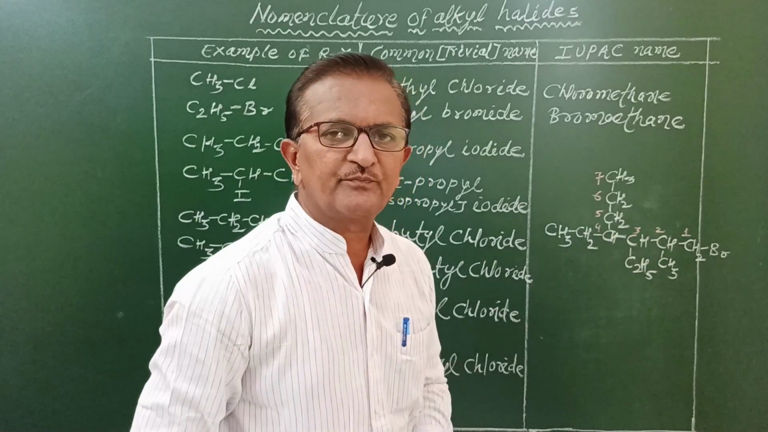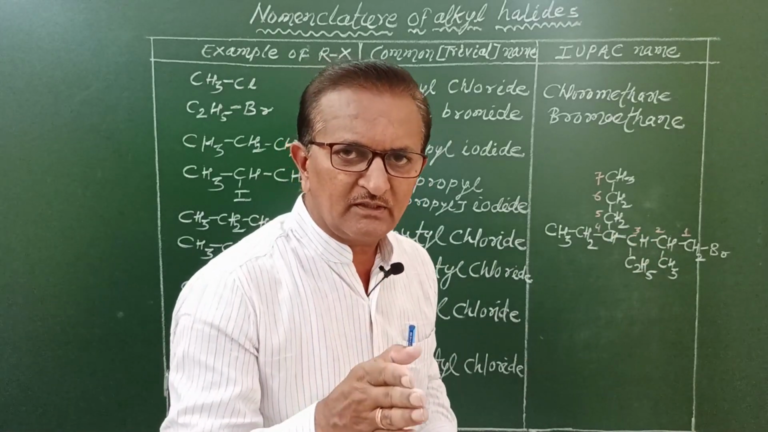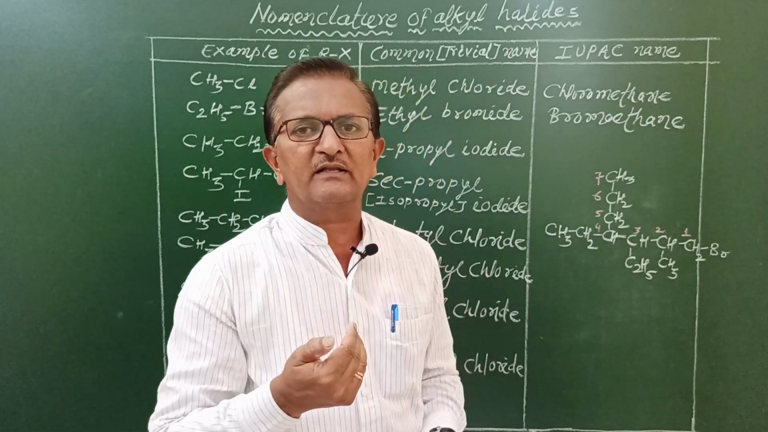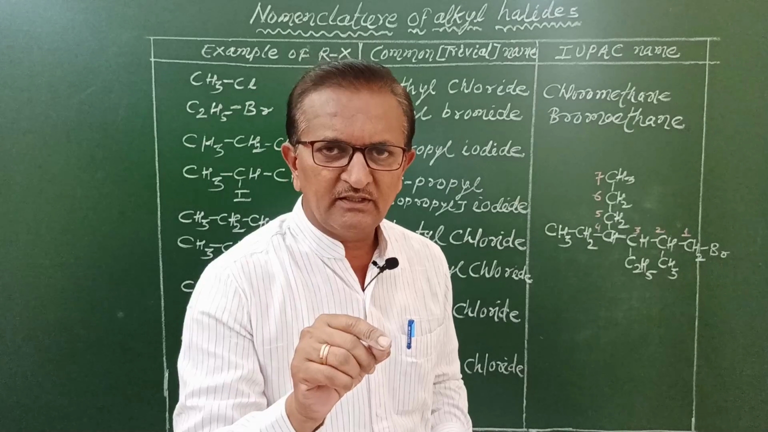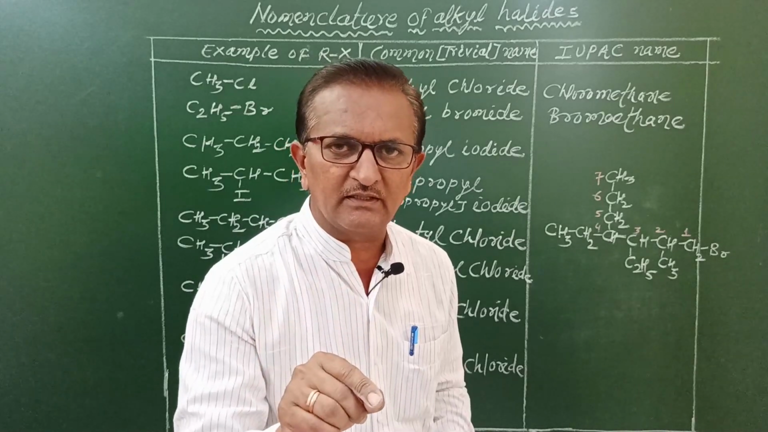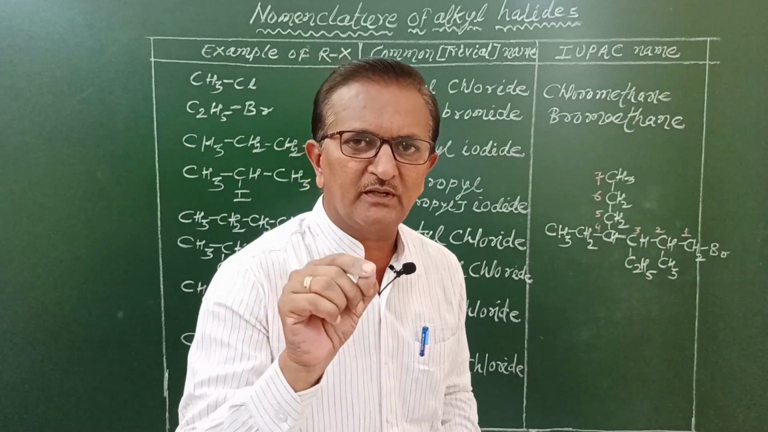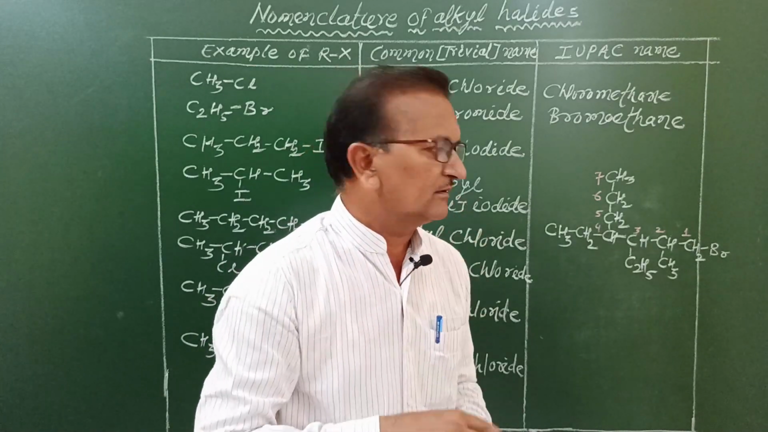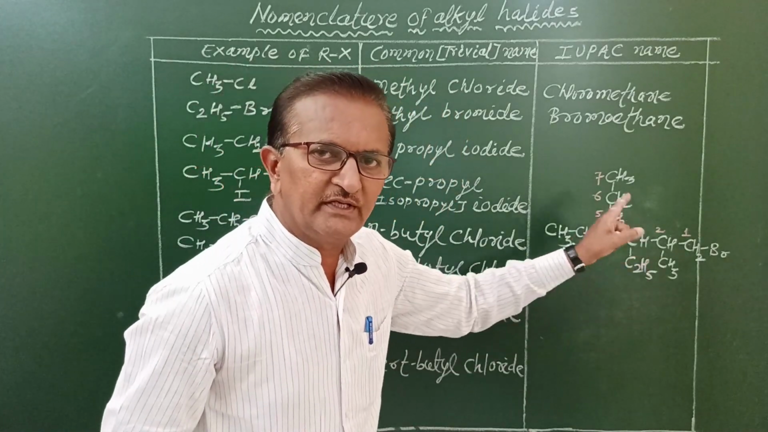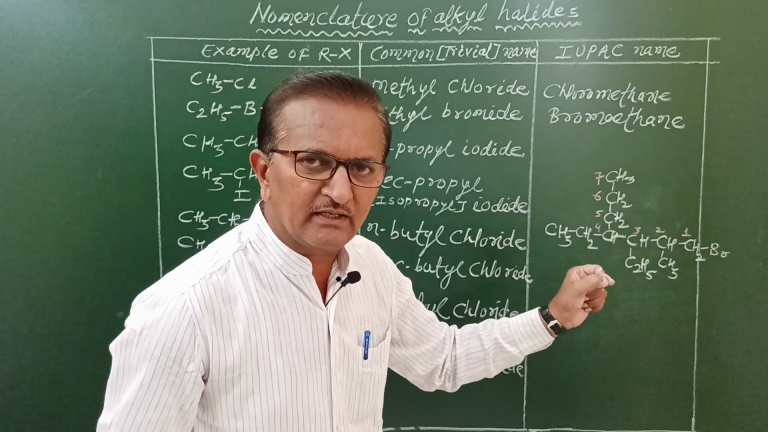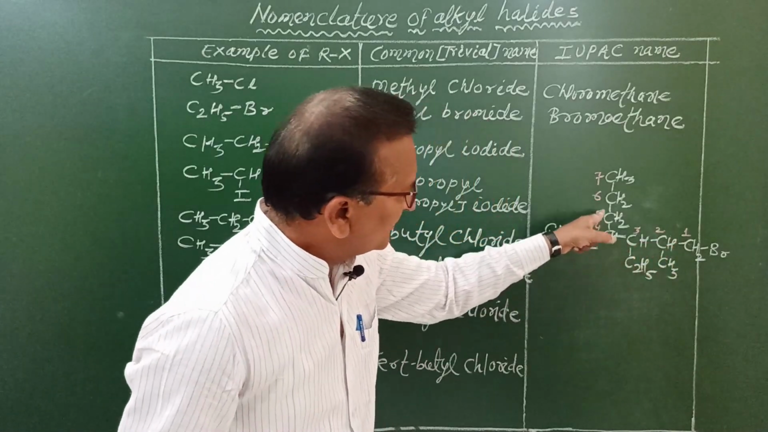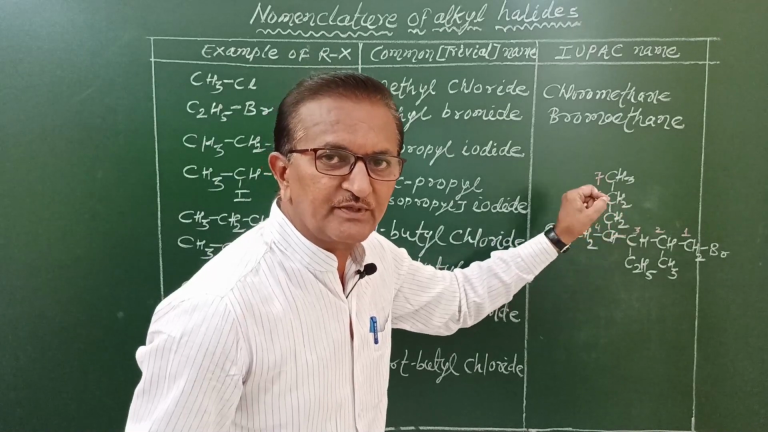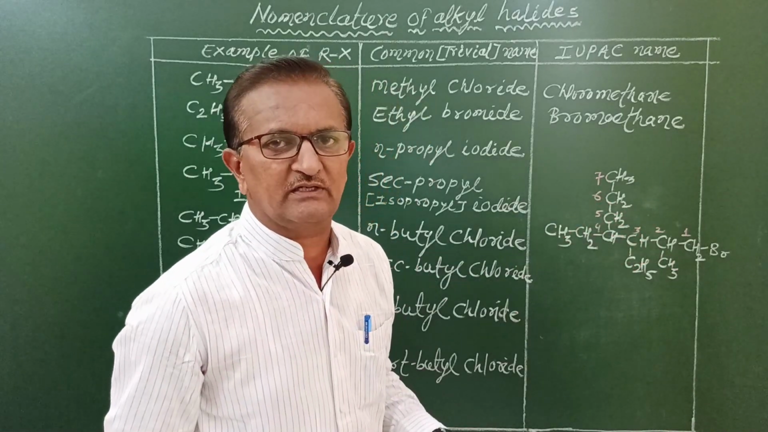What is the next rule? Once we have numbered the carbon atoms of the longest continuous chain from one end to the other end, rule number 3: derive the name of the parent alkane on the basis of the number of carbon atoms present in the longest continuous chain.